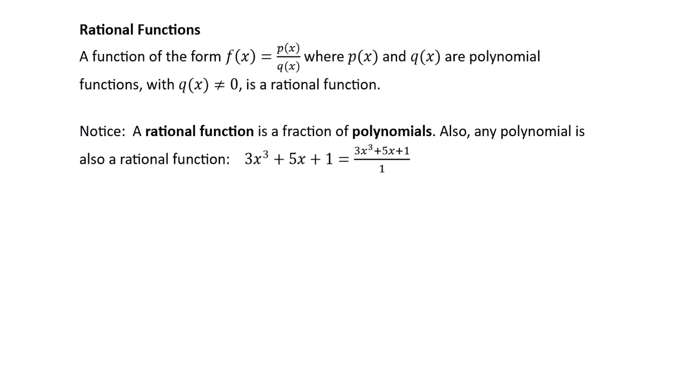Rational functions. A function of the form f of x equals p of x over q of x, where p of x and q of x are polynomial functions with q of x not equal to 0, is a rational function. Notice, a rational function is a fraction of polynomials. Also, any polynomial is also a rational function. We can describe 3x cubed plus 5x plus 1 as 3x cubed plus 5x plus 1 all over 1.